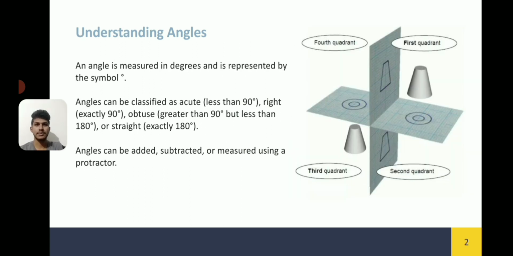Understanding angles. An angle is measured in degrees and it is represented by the degree symbol. Angles can be classified as acute angle, less than 90 degrees; right angle, exactly 90 degrees; obtuse angle, greater than 90 degrees but less than 180 degrees; or straight angle, exactly 180 degrees. Angles can be added, subtracted or measured using a protractor.